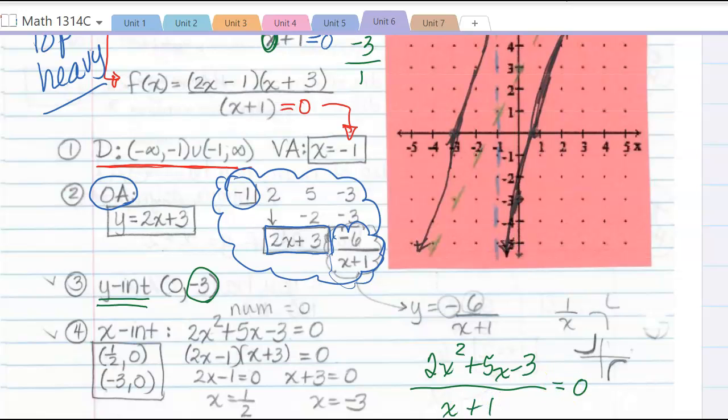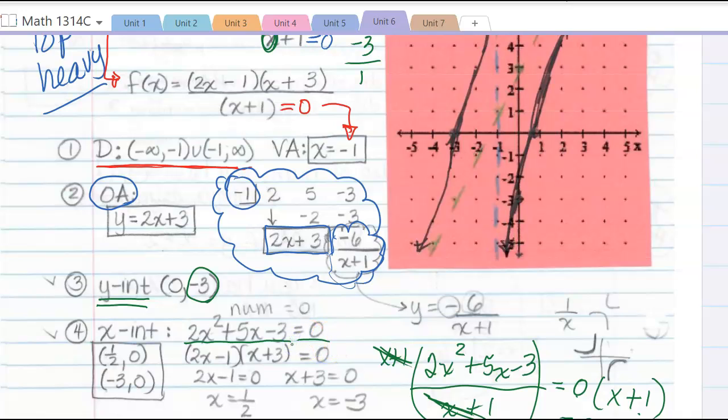If we let that equal 0 and we don't like fractions, I will multiply both sides by x plus 1. When I multiply both sides by x plus 1, the x plus 1 in the numerator and denominator cancel out and just leave me with 2x squared plus 5x minus 3. On the right side, 0 times x plus 1 is going to equal 0. That's this side right here.